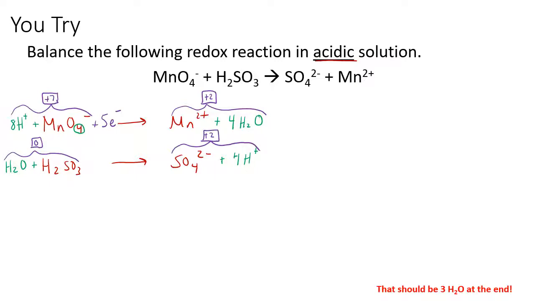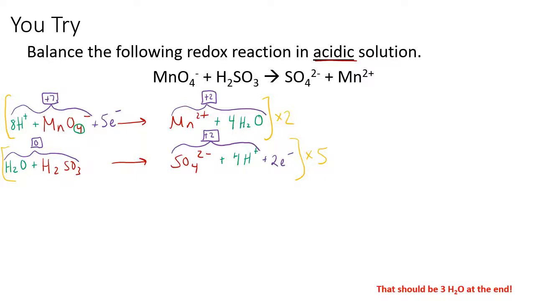We can make our +2 come down to a 0 by adding 2 electrons to the right-hand side. Next, we have to make our electrons gained equal our electrons lost. That means we're going to multiply the top equation through by 2 and the bottom equation through by 5 in order to get our electrons to be the same.